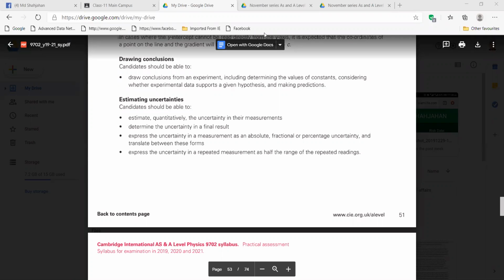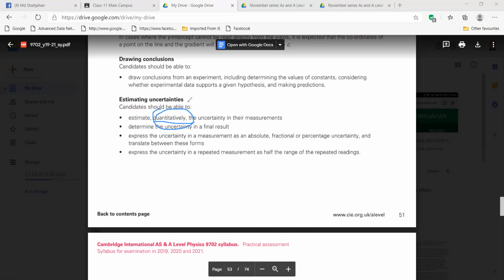Qualitatively. Wait. What does quantitatively mean? The amount of quantity in it. Quantitatively and qualitatively, do you have any idea about that one? Look, this one is written quantitatively. And in some of the places you will get qualitatively.